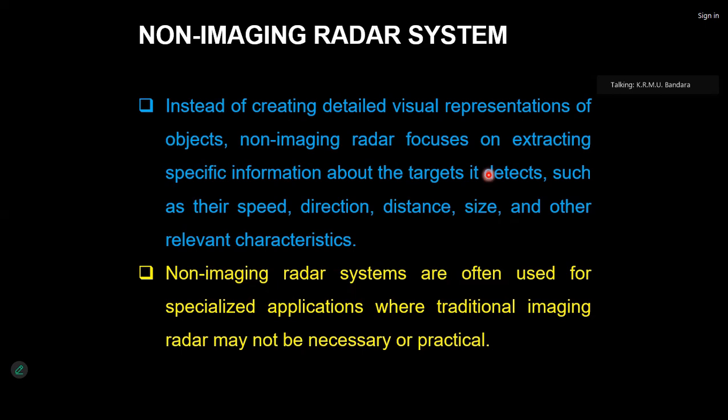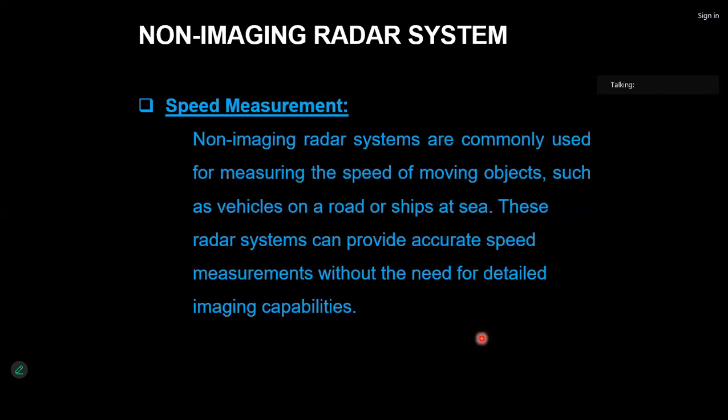Non-imaging radar systems are often used for specialized applications where traditional imaging radar may not be necessary in practice, not for the normal creation of a traditional image. Okay, one example is speed measurement.